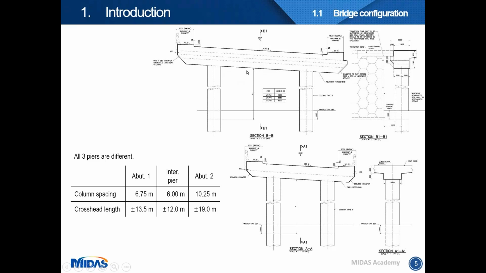There are 3 piers and each and every one of them is different. This one is the longest pier. I call it abutment 2, 19 meters long, 10.25 column spacing. This is the smallest pier, which is 12 meters long, 6 meter column spacing. Quite an irregular configuration of the bridge.